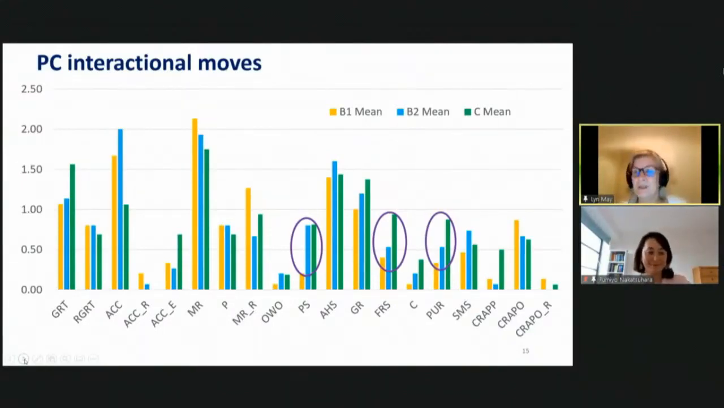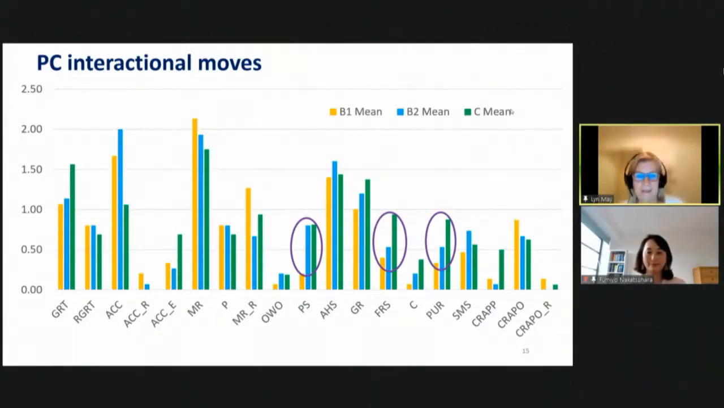So in terms of the 2 tasks that were designed to elicit features of pragmatic competence, I just want to draw your attention to the 3 features which have the circle around them in this chart. So the first one there is PS, and PS is that the candidate was able to produce what we call a problem statement. So this problem statement entailed stating what the problem is and also why the request is being made. So this is a very important part of an effective request.